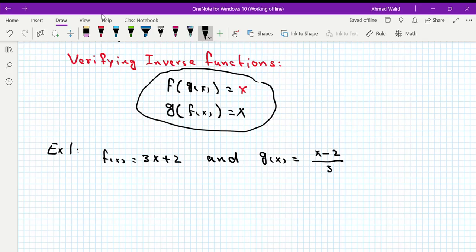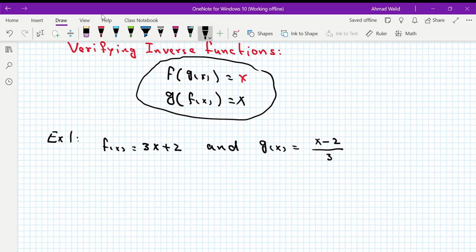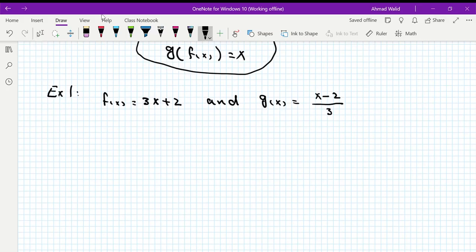We are checking if these two functions are, sorry, not one-to-one, inverse to each other. Correct? To do that, pick one of these tests. Find f of g of x, or find g of f of x. Which one you like doesn't matter. I'll choose this one. I'll try to find f of g of x.